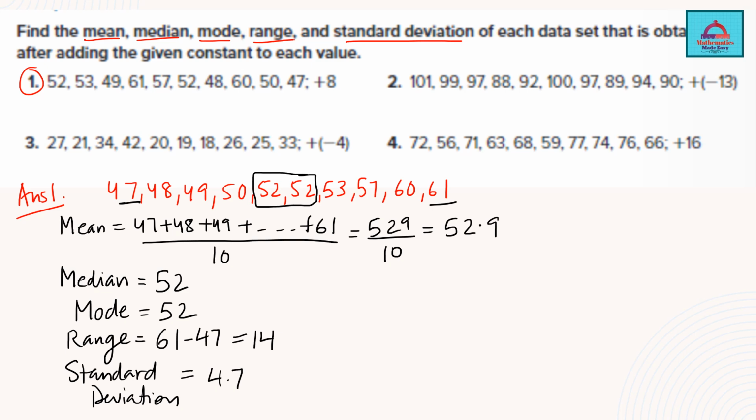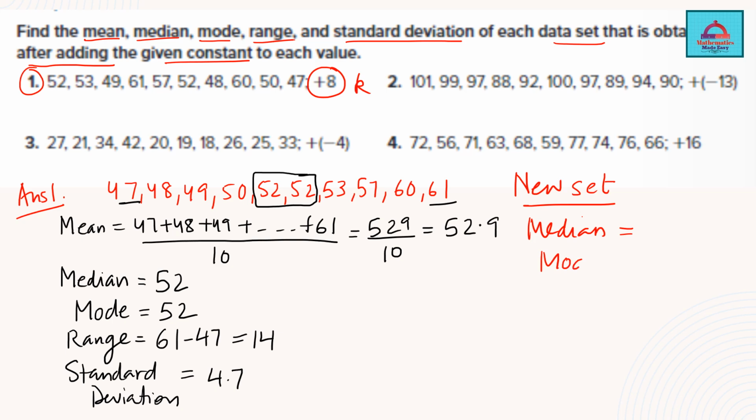What your question is asking is to find the mean, median, mode, range and standard deviation after adding the given constant. So this is the value of k. So you are adding k to each. So what will happen? The new set will have median, mode, mean, all we write. See, range and standard deviation is not going to change. So range is going to be 14 only and standard deviation is going to be 4.7 only.